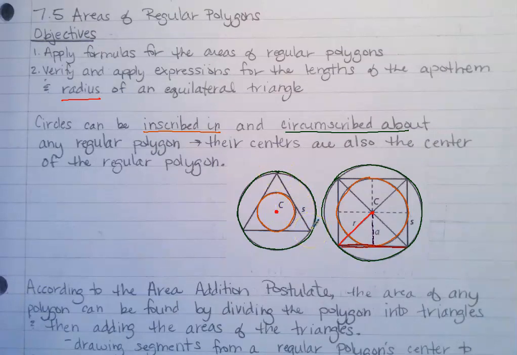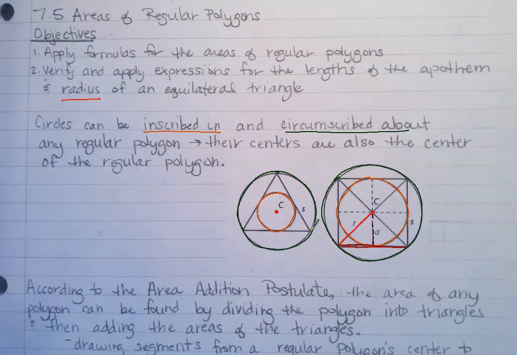So there's a lot of things in there. Does the circumscribed circle always touch every corner of a regular polygon? Yep, that's a good point. The circumscribed circle will always touch every corner, every vertex, and the inscribed circle will always touch every side.